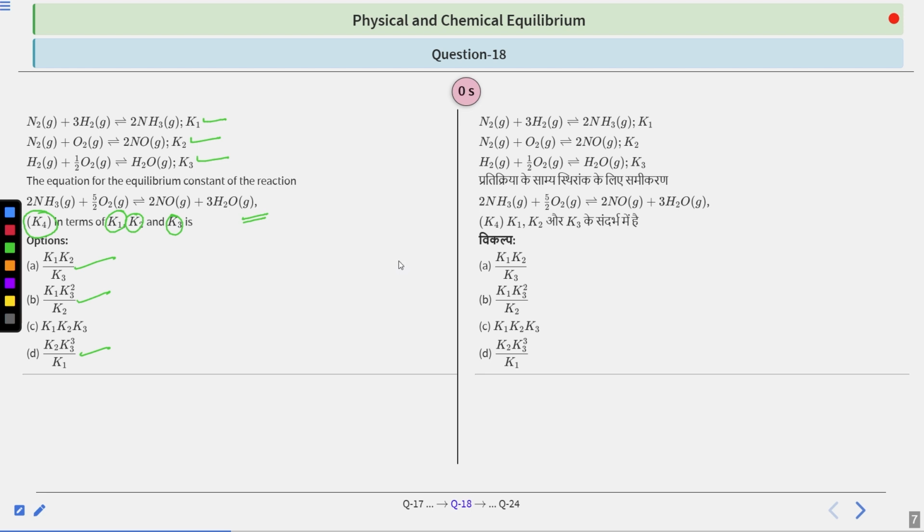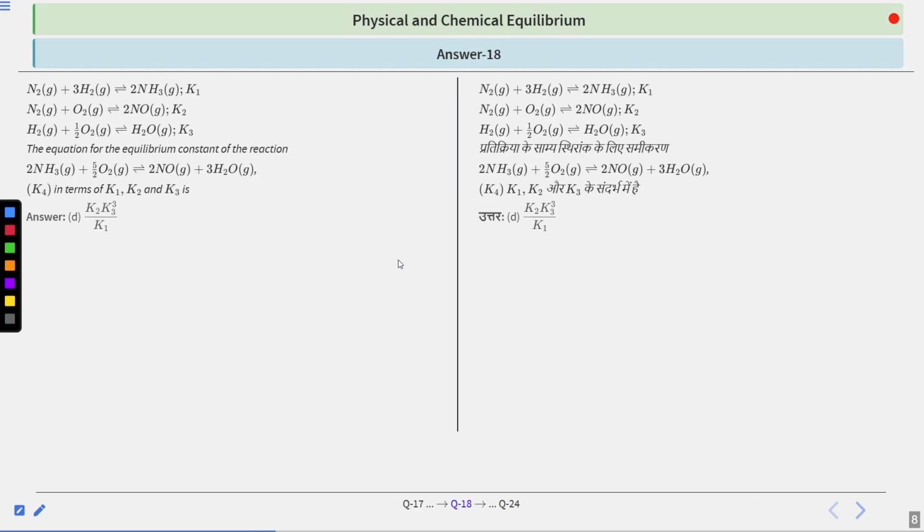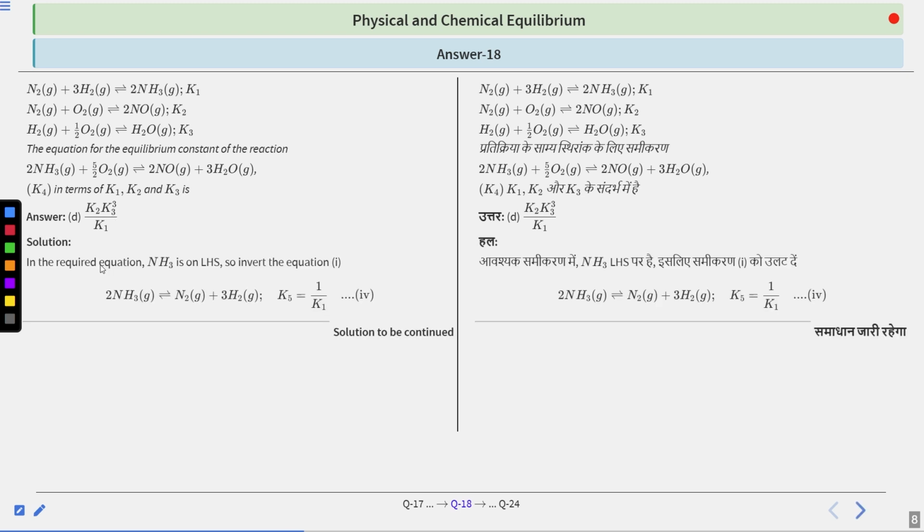So your time is up. For those who have solved it, the correct answer is D, which is K2 multiplied by K3 cube divided by K1. In the required equation, the solution says that NH3 is on the LHS. So invert equation 1. So we have first inverted equation 1 to get our equation 4.